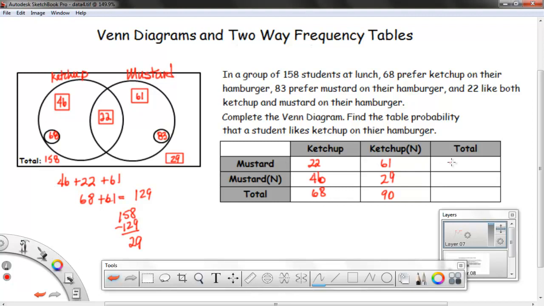Now I have the row total here, which was 83, and that's what I should have. And then here I have 46 plus 29, that would be 75. Now I know that I've done it right. Remember talking about filling out a frequency table for the joint and marginal probability values. 68 plus 90 would be 158. And then 83 plus 75 would also be 158.